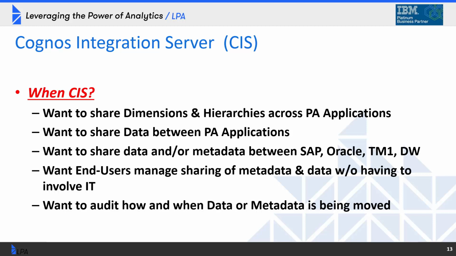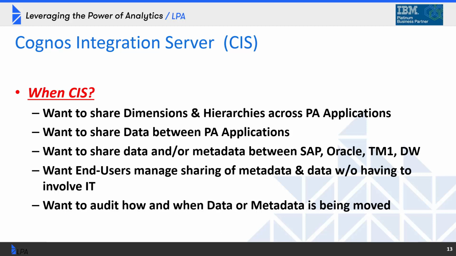If you want to share data and or metadata between SAP, Oracle, TM1, or a data warehouse, this is an excellent way to do that. For an example with Oracle, if you have Essbase cubes or Hyperion cubes out there, and this is a big thing that we've seen, maybe one group has got Essbase or Hyperion out there and they want to integrate that with Planning Analytics. Cognos Integration Server is the only tool on the market that can actually integrate directly into those Oracle products, bring out both the metadata and the data, and automatically recreate that in Planning Analytics seamlessly.